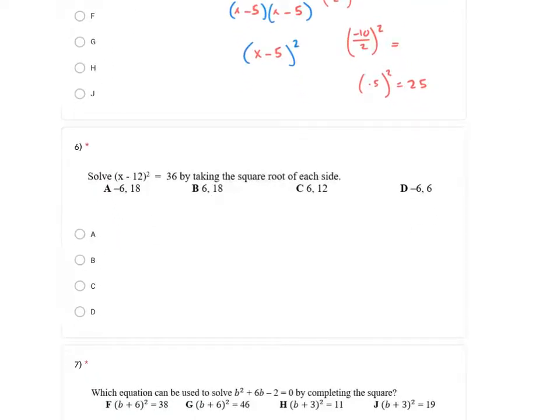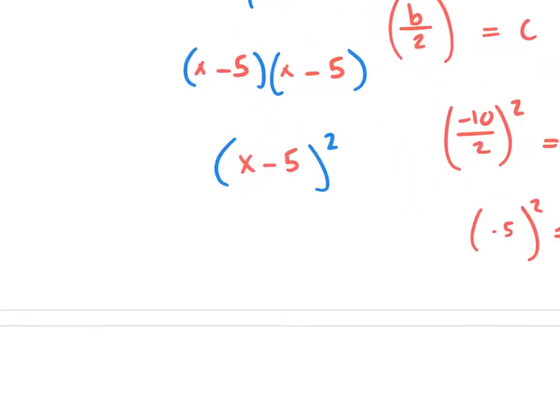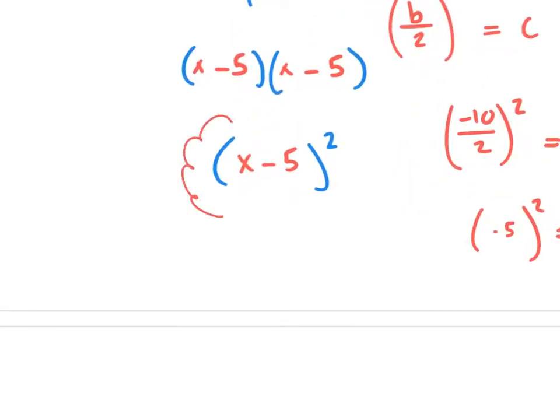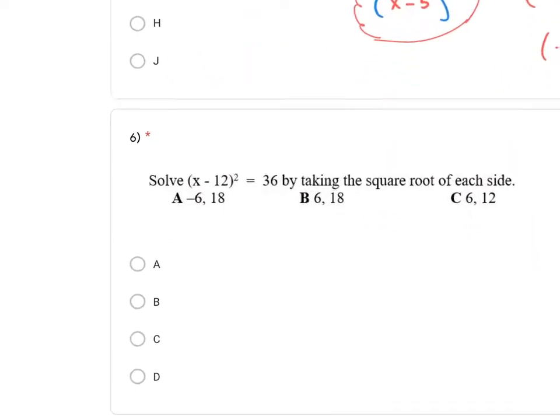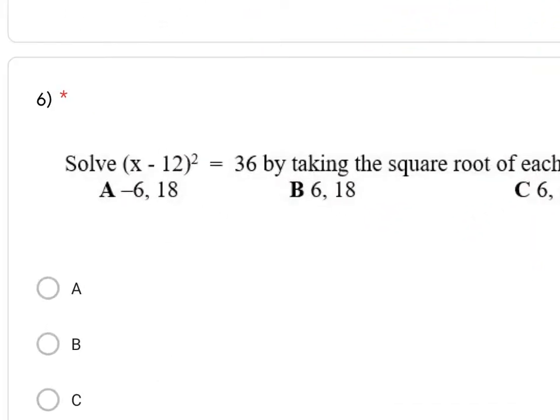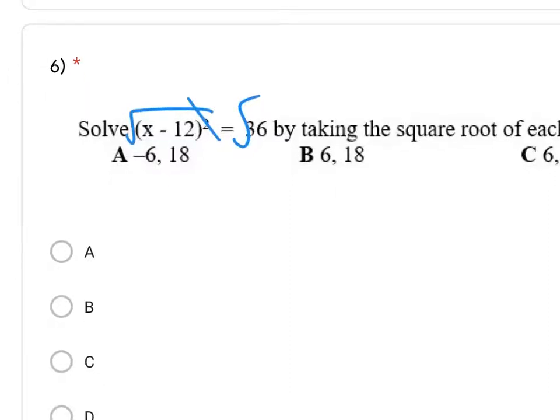So this one says solve by taking the square root of each side. And that's why it's important to get completing the squares into a form like this so that we can solve with square roots. And what square roots did was allowed us to cancel out squares. So here we get x minus 12 is equal to, but anytime we take a square root in an equation context, we have to use a plus or minus symbol.